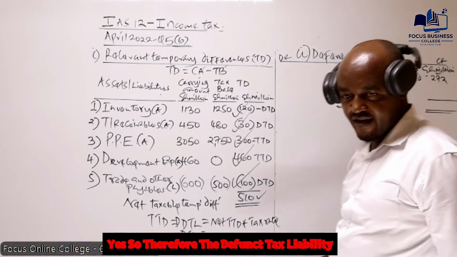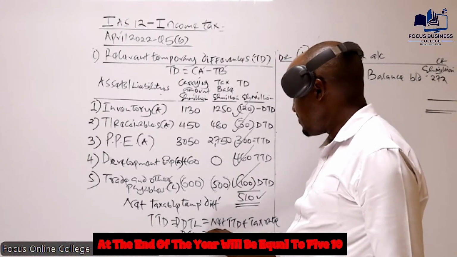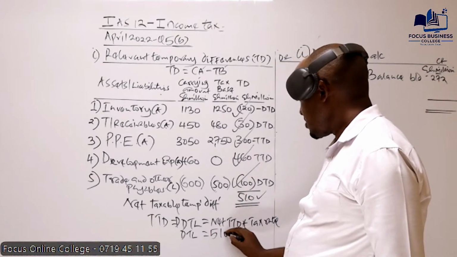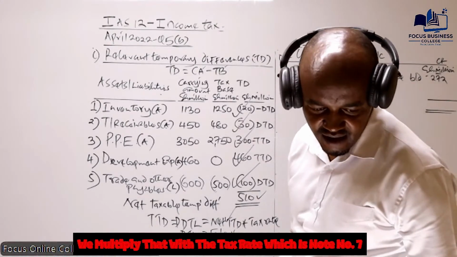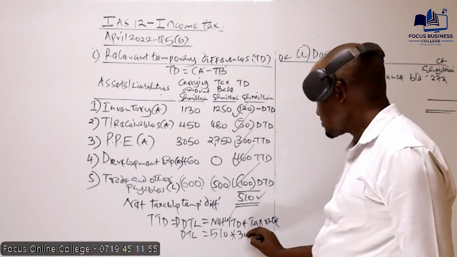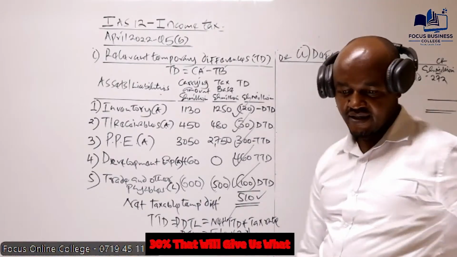Yes. So therefore, the deferred tax liability at the end of the year will be equal to 510, which is this one. We multiply that with the tax rate, which is in note number 7, 30%. That will give us what?